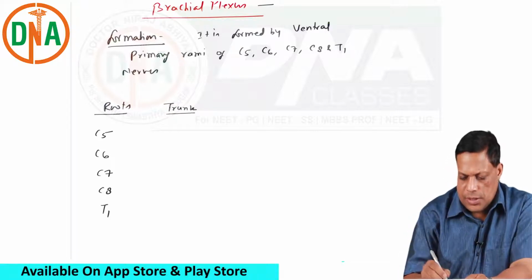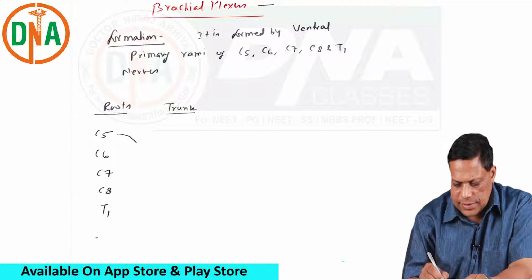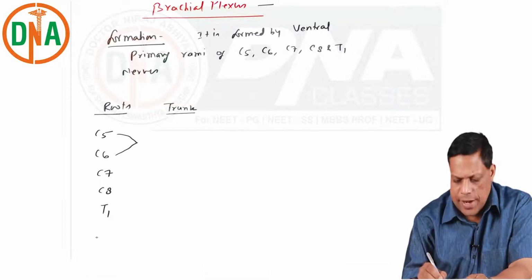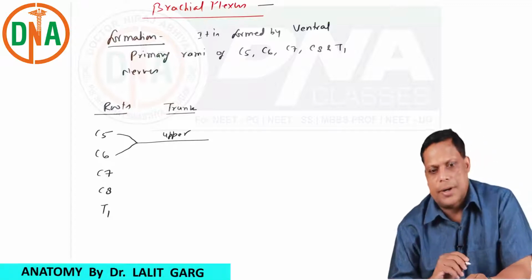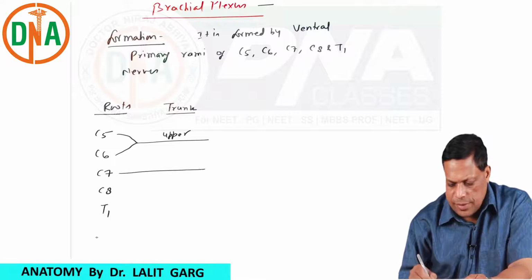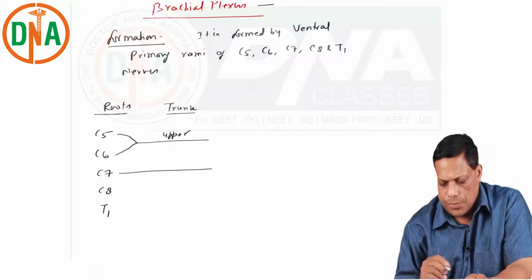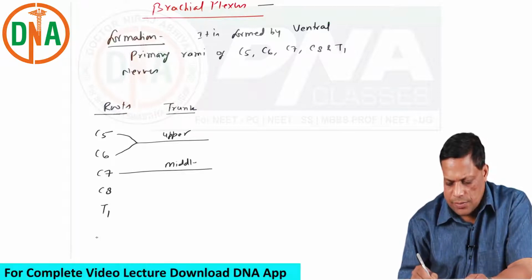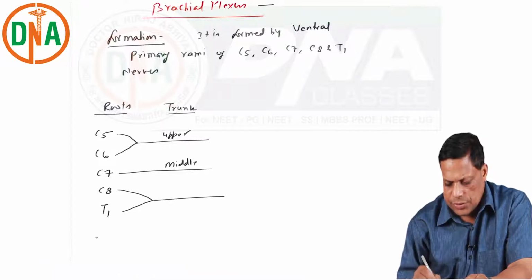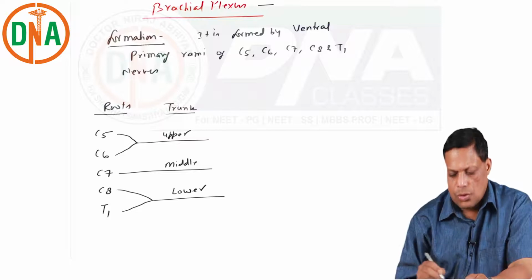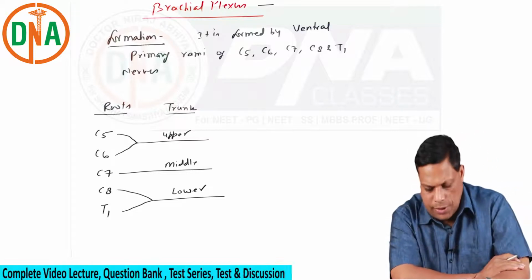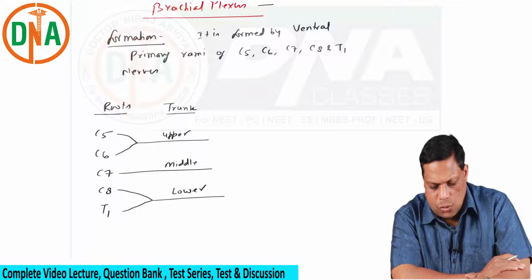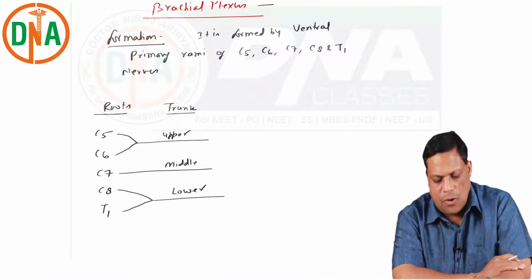This C5 and C6, these roots unite to form upper trunk. C7 remains alone and it forms the middle trunk. C8 and T1 unite to form the lower trunk. So by these roots, trunks are formed.